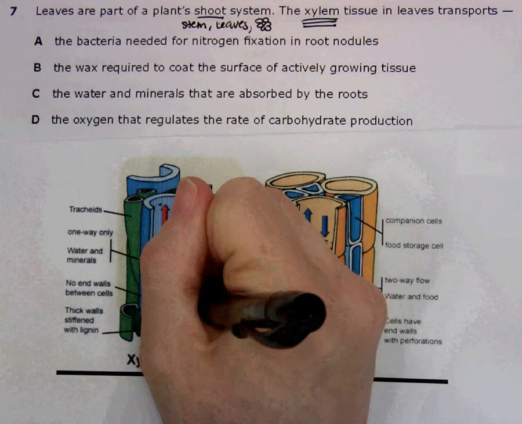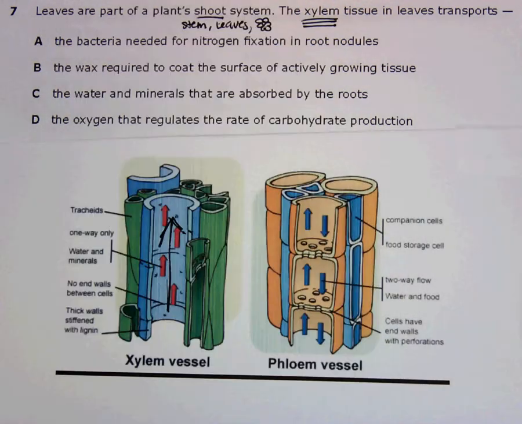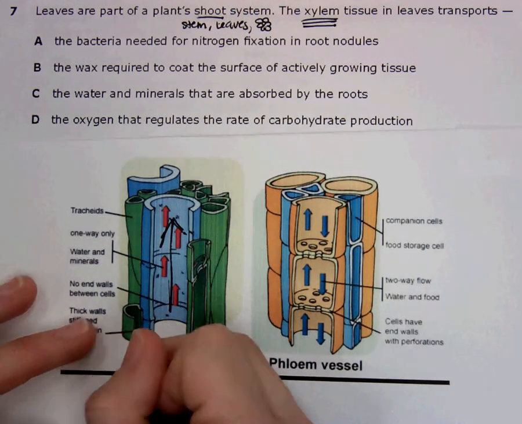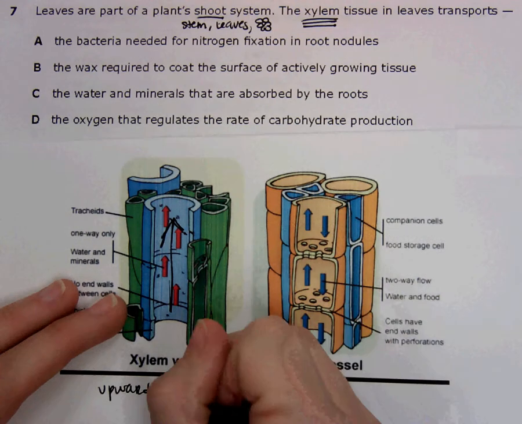So the xylem vessel is upward, okay, from the roots to the leaves. And it is mainly, so it's upward, and then it involves water and minerals.